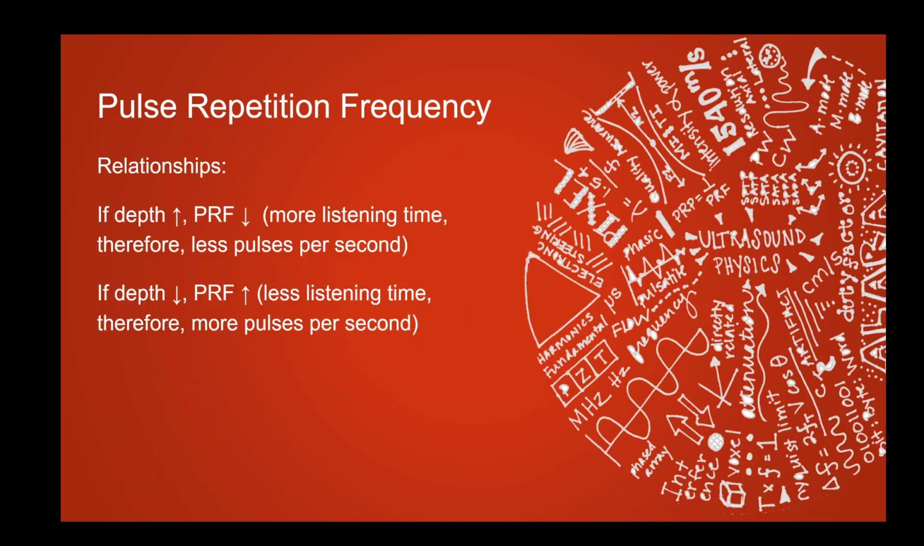So just like PRP, PRF is related to the depth, and that's because PRP and PRF are also related. They're reciprocals. So if the depth increases, the PRF is going to decrease. There's more listening time. Therefore, we're sending less pulses per second. If the depth decreases, or we are imaging shallow, then our PRF is going to increase. And that's because there will be less listening time, so we can send more pulses per second.